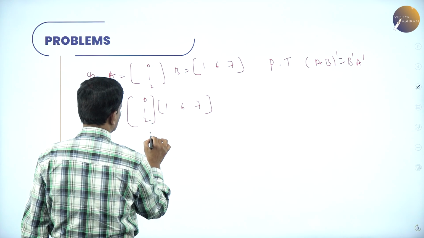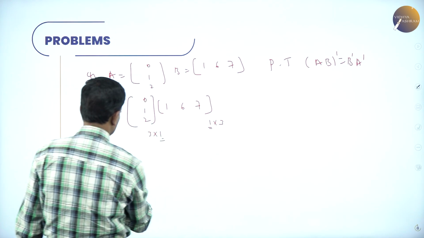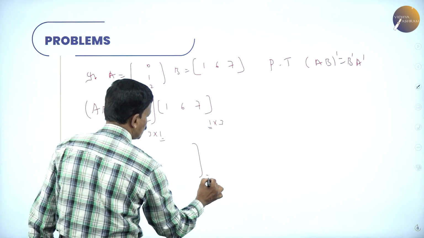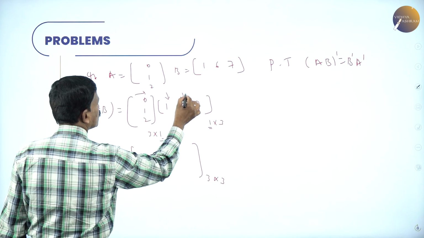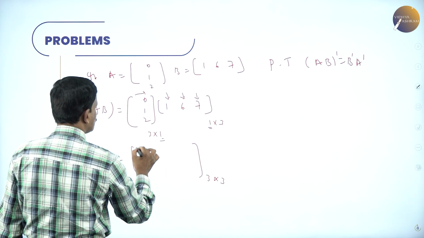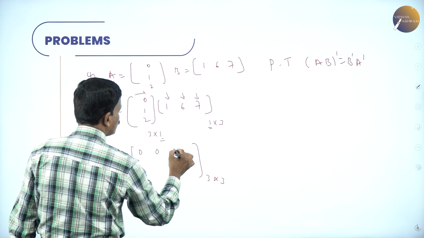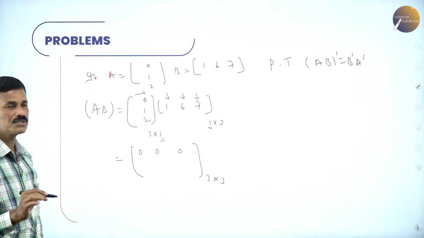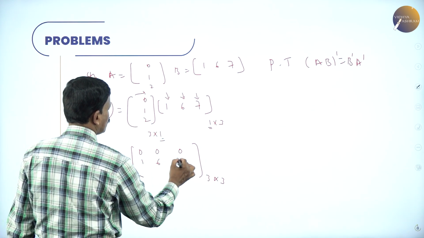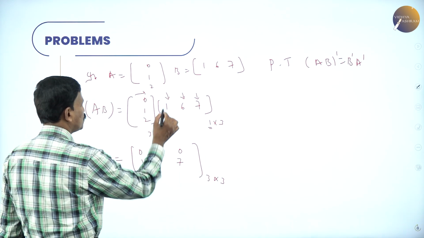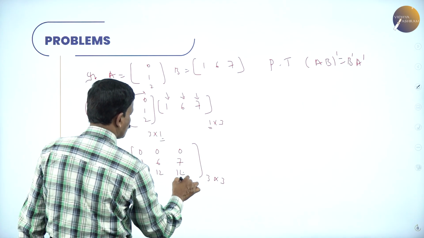Check whether this is 3 rows, 1 column, and 1 row, 3 columns. So the matrix you are going to get is 3 rows and 3 columns. Multiply the first row, first column, second column, third column. 0 into 1 is 0, 0 into 6 is 0, 0 into 7 is 0. First row, all elements are zeros. Second row: 1 into 1 is 1, 1 into 6 is 6, 1 into 7 is 7. Third row: 2 into 1 is 2, 2 into 6 is 12, 2 into 7 is 14.